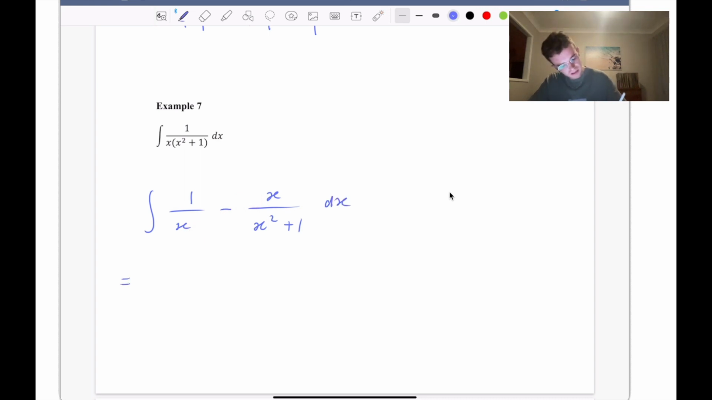So that's ln of x minus, the differentiation is almost on the top, we've got to put a 2 here and a half here, minus a half of the natural logarithm of x squared plus 1 plus c.